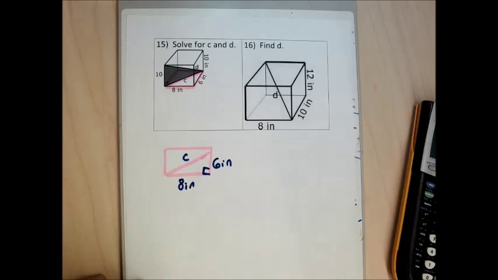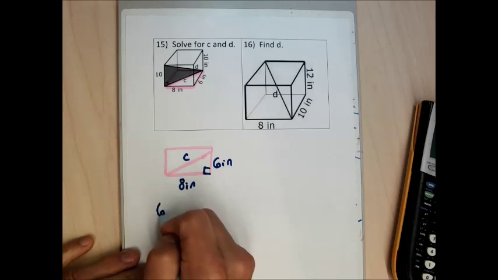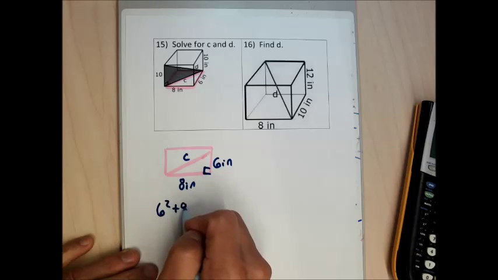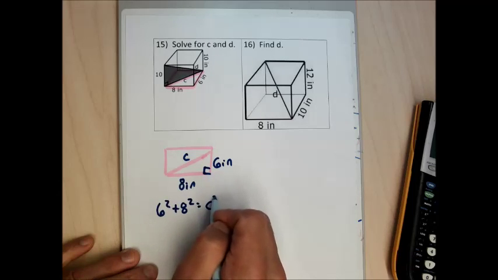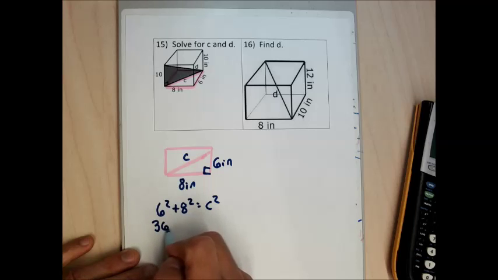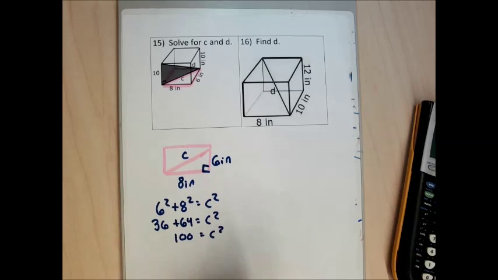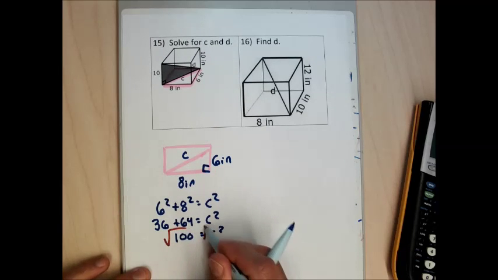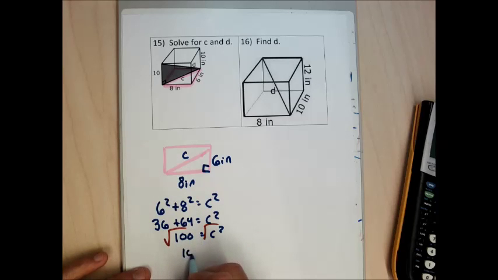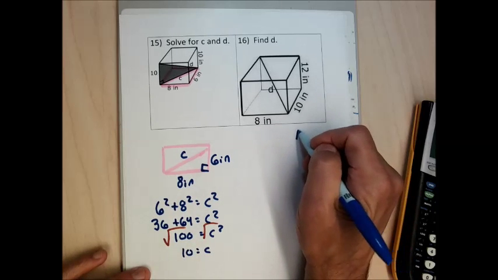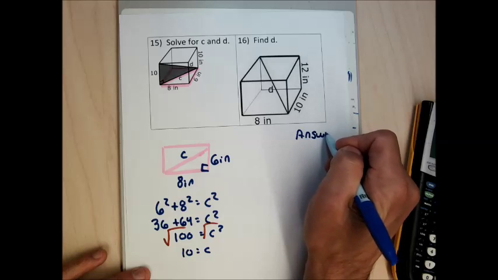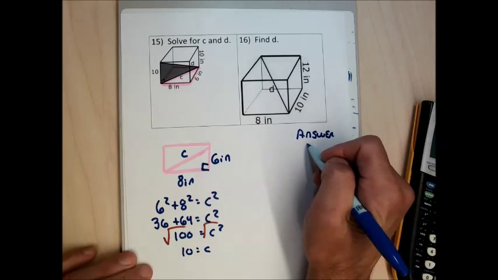So first I'm going to find C by taking the bottom of this rectangular box and figuring out what C is. So I'm going to go 6 squared plus 8 squared equals C squared. This is going to be 36 plus 64 equals C squared. This gives me 100 equals C squared. And then I square root and get 10 equals C. Part of my answer has to have that C, and it needs to have units. The units are going to be inches.